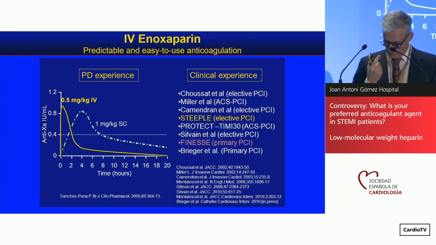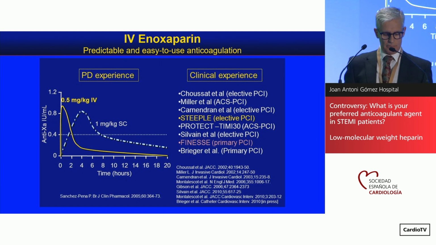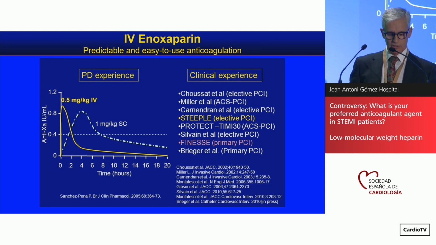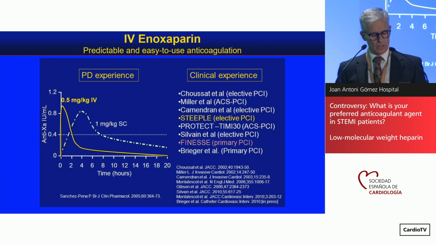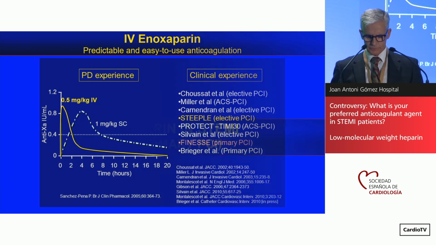And the literature assumed that 0.5 milligram per kilo was the better dose for treating patients with PCI. We remember that the half-time was 2 hours, so if the PCI lasts more than 2 hours, we have to remember that an additional bolus of intravenous enoxaparin has to be infused to the patient.